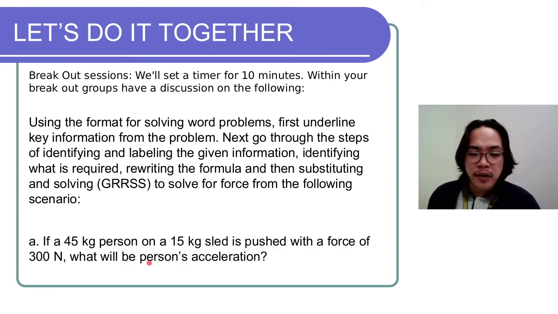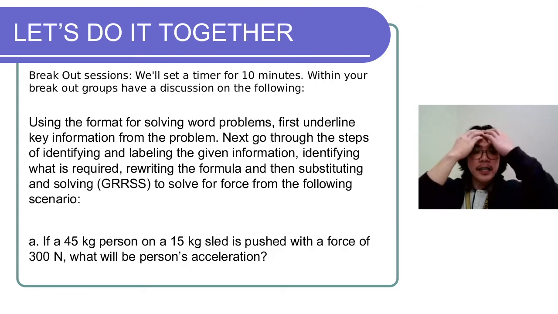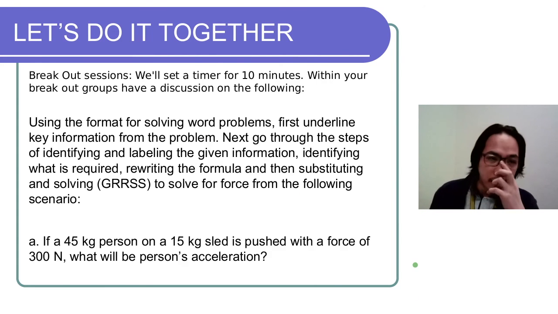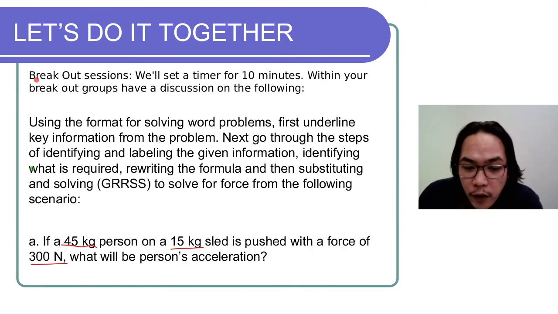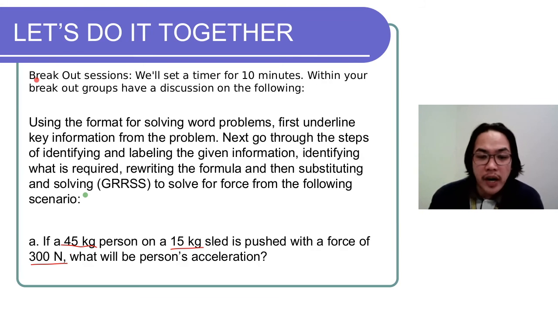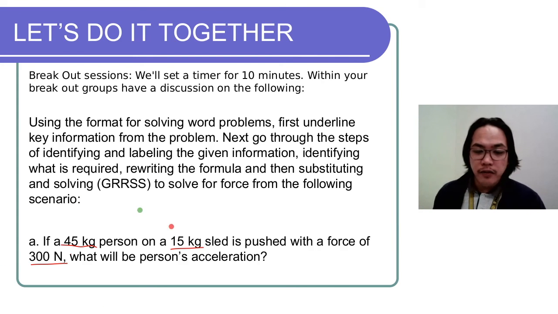If a 45 kilogram person and a 15 kilogram sled is pushed with a force of 300 Newton, what will be the person's acceleration? Okay, first, can you underline the given numbers and then the missing variable? So 45 kilogram, 15 kilogram, 300 Newton. And what is required? What do we need to solve? You have your kilogram, you have your Newton, you have your mass and force. So we need to solve for acceleration.